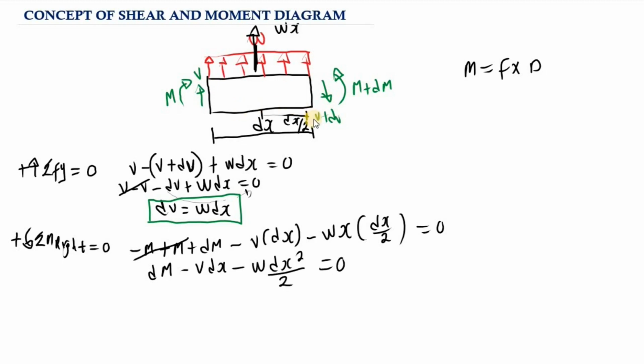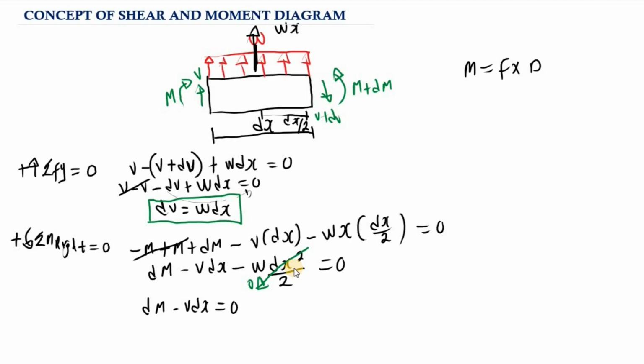Now, because we know that ds is infinitely small, and we took a small segment of ds out of the beam, if we square something small, it is going to give us something infinitely small. So because of that, we can just ignore this value here. We don't need to consider this, because it is infinitely small. So after that, we are going to get dM minus V ds is equal to 0.